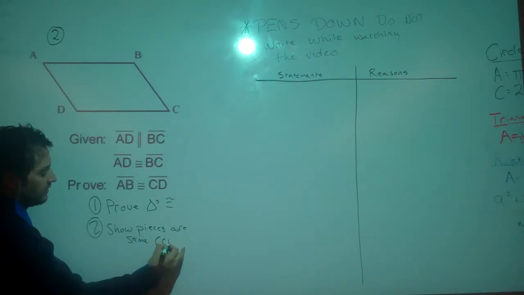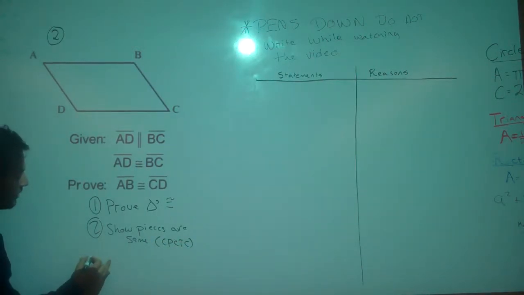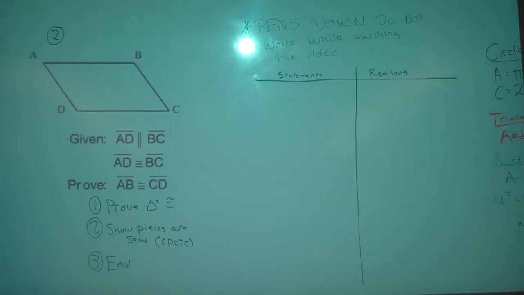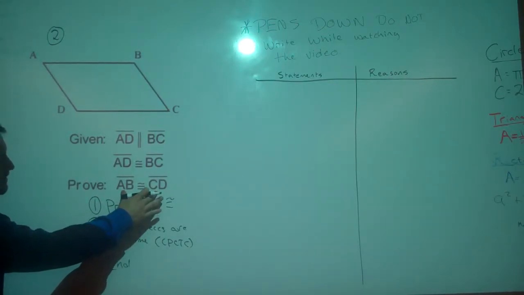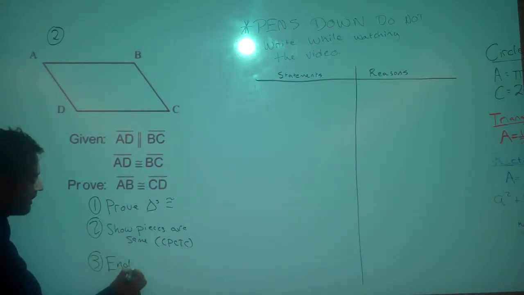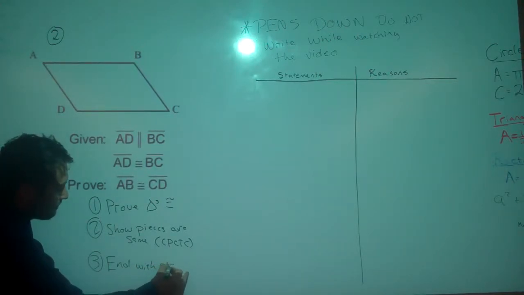Through CPCTC. And then we can end with our statement. In the first video, it was to prove that an angle got bisected. In this case, it only asks us to show that pieces are the same, so we will end on step 2. There is no further statement that we will have to make for this proof.